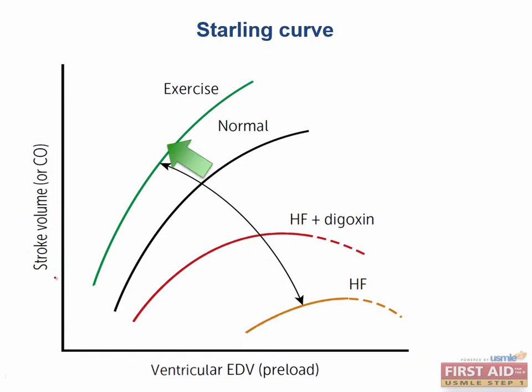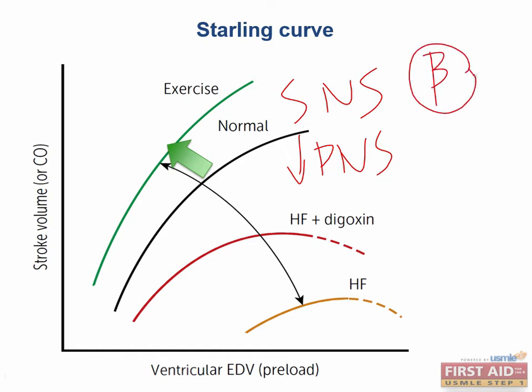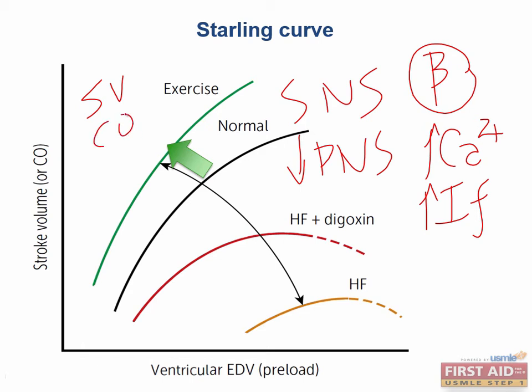Now exercise is going to do the same thing. It's going to shift us up to the left because when we exercise, we activate the sympathetic nervous system and we decrease the parasympathetic nervous system. The release of catecholamines binds beta-adrenergic receptors in the heart, causing an increase in intracellular calcium within those myocytes. This also leads to opening of more of those funny channels where we get more of the funny current in the cells of the SA node. This results in an increase in contractility and heart rate. Remember, both stroke volume and cardiac output are going to be increased in this situation.